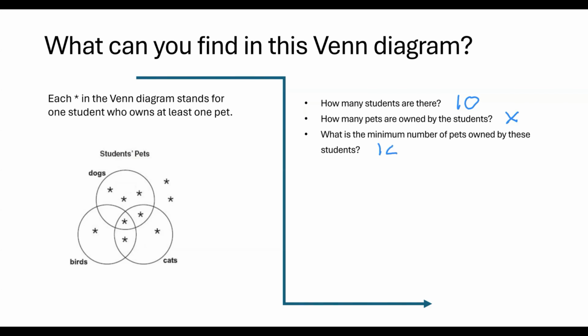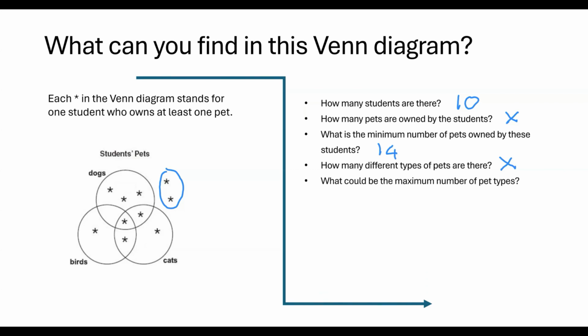So yeah, the minimum will be 14 pets. How many different types of pets are there? Now, this one is easier to answer. We know bird, dog, and cat. The 2 out here, we don't know. Oh no. How many different types of pet? The 2 out there, we don't know whether the same pet or 2 different pets. So that means no, you can't answer that question.